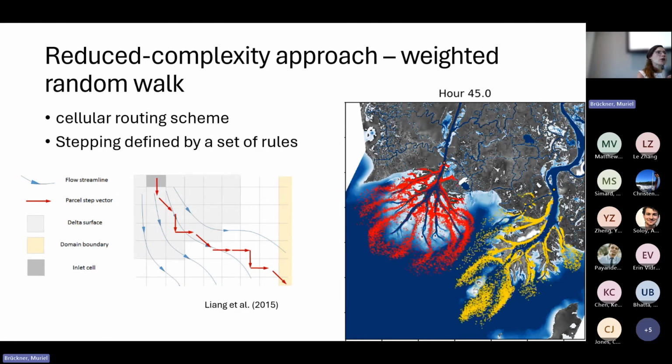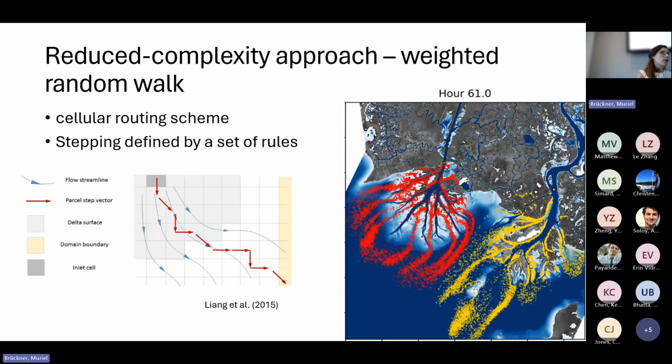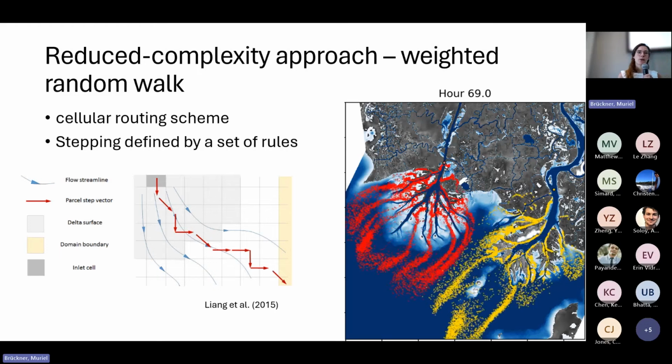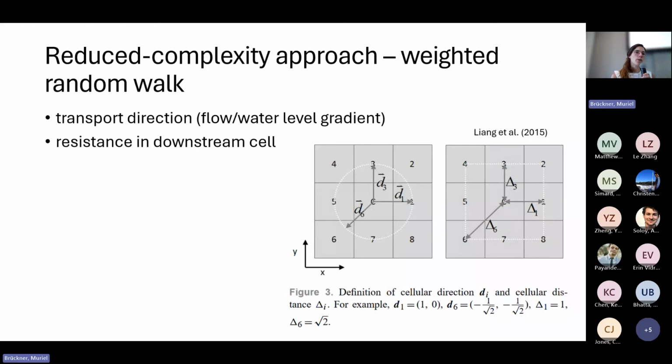That's different from purely physics-based models that really calculate transport of particles through the physical equations and empirical equations. If we use this reduced complexity approach, we save a lot of time and computational energy. So we can actually model really large domains and particle transport through those domains compared to if we use, for example, Delft3D or a more complicated model. And this is just an outline on how the path would be calculated. That's called the weighted random walk.